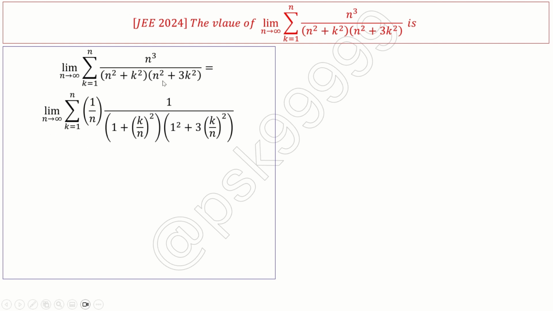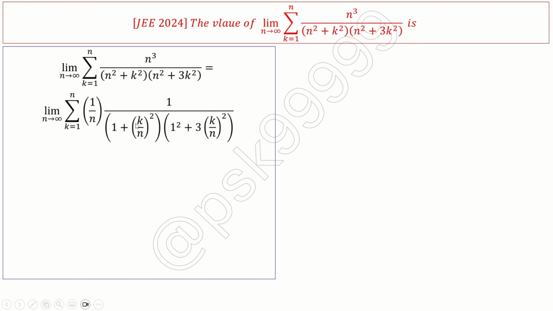I am taking n square and n square out, which is n to the power of 4. So n cube by n to the power of 4 is 1 by n. And the numerator is 1 because n cube is gone, divided by 1 plus k by n whole square into 1 plus 3 times k by n whole square.